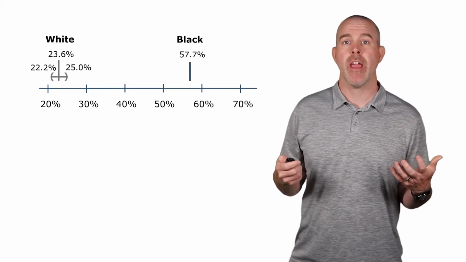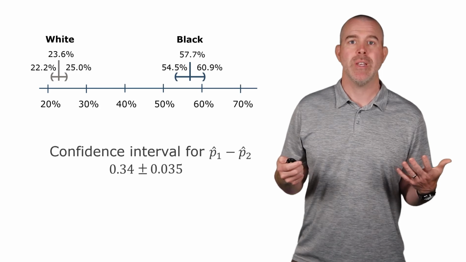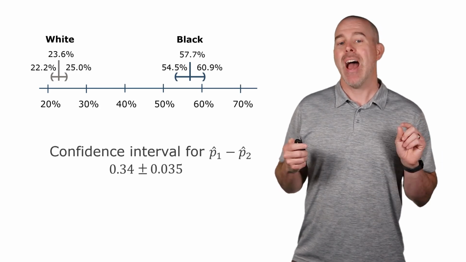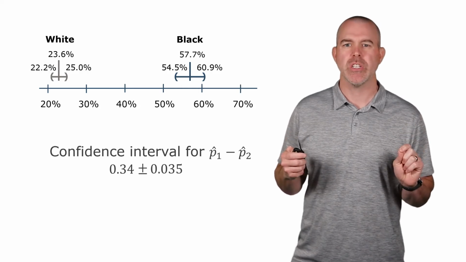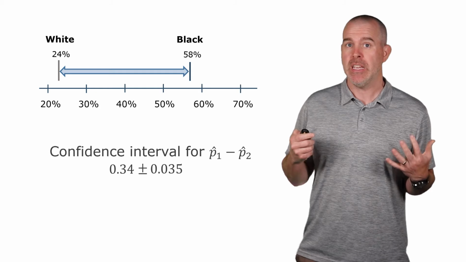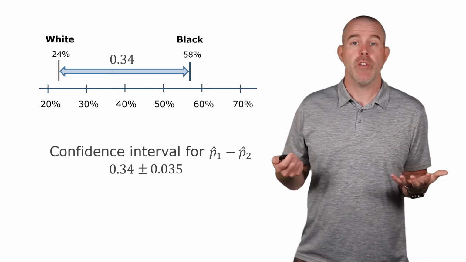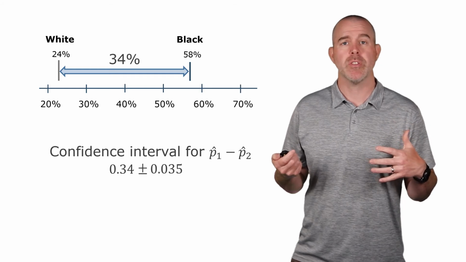So anyway, if we go to a number line for the discipline rates, we had our white students 23.6%. If we do a margin of error, black students, we do a margin of error. This was the confidence intervals. We did this in a different video. But now we're looking for a confidence interval for the difference in the proportions. So what we're saying is that the difference between these two is 34%. That's what we think, 0.34 in the proportions, or 34%.